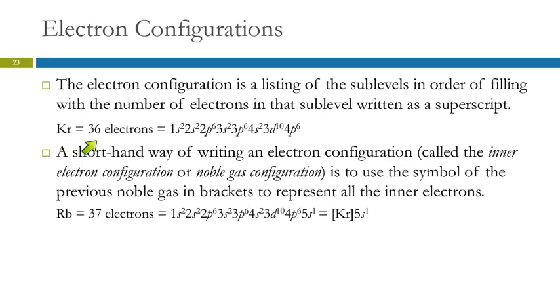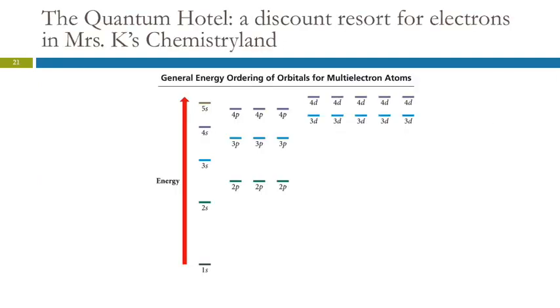So for krypton with 36 electrons, we could represent this as 1s2, 2s2, 2p6, 3s2, 3p6, 4s2, 3d10, 4p6. You got that? Yeah. So it's filling this up in those orders.